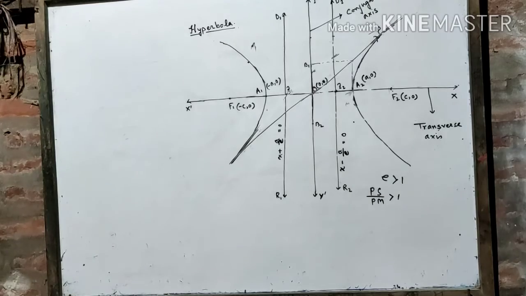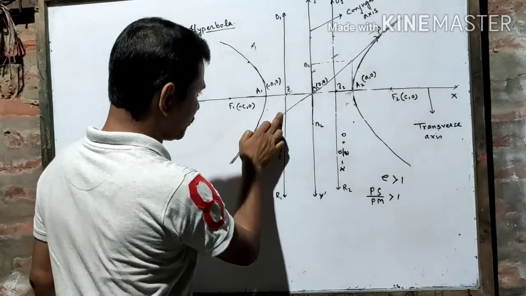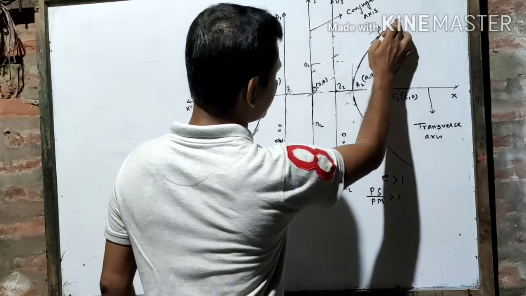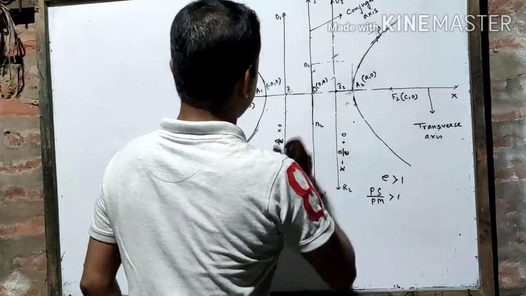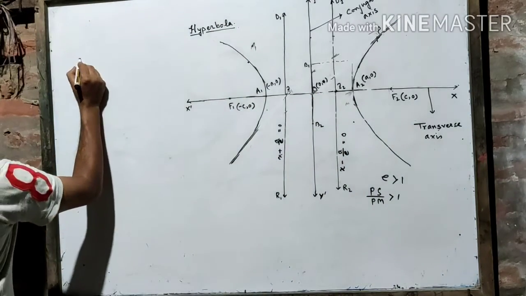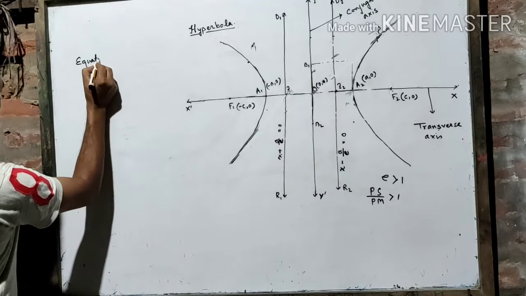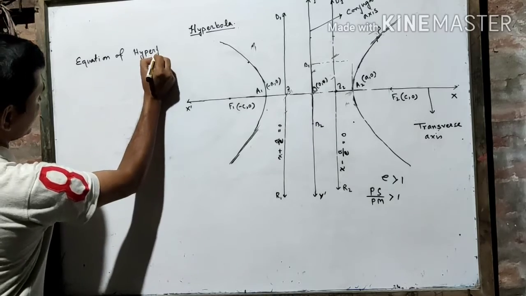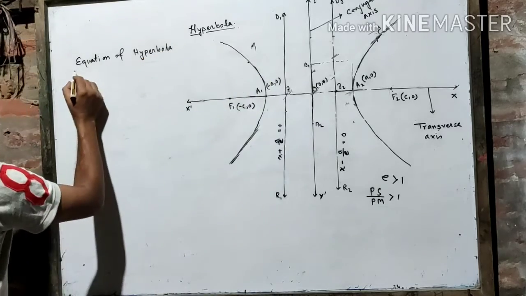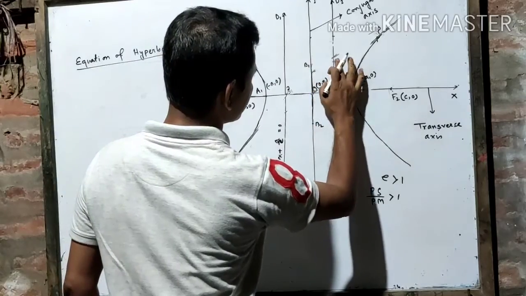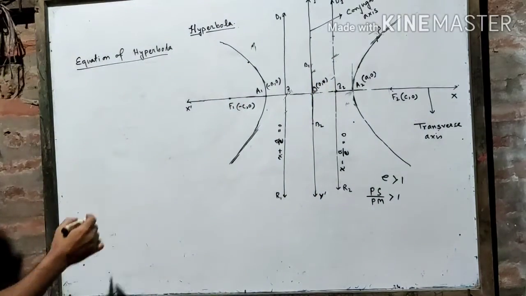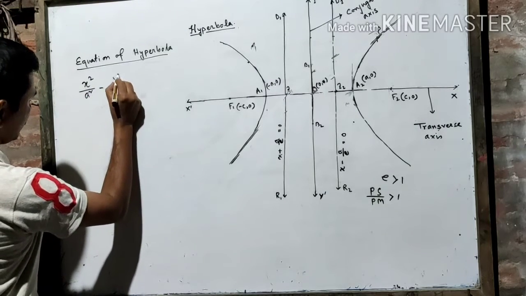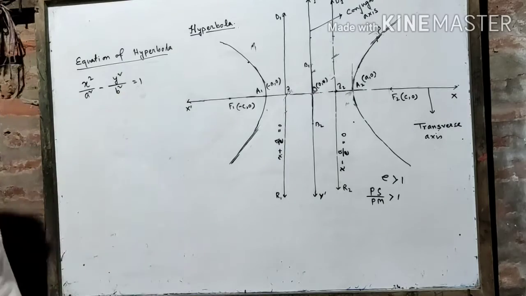Now let us discuss the equation of a hyperbola. So what is the equation of hyperbola? Standard equations of hyperbola are, first one, the equation of hyperbola. What is the equation of this hyperbola which you drew here? Okay. Equation of this hyperbola is x square by a square minus y square by b square is equal to 1.